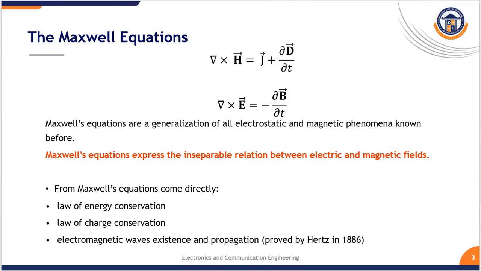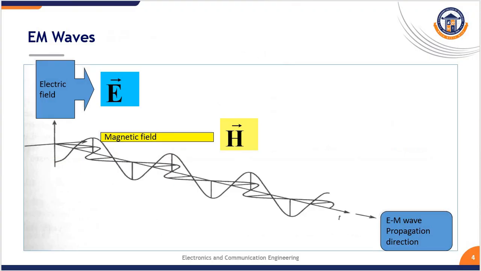From Maxwell equations come directly the law of energy conservation, the law of charge conservation, and the existence and propagation of electromagnetic waves, proved by Hertz in 1886. This is the electromagnetic wave. In this, electric field and magnetic field are perpendicular to each other. Electric field E vector and magnetic field H vector.